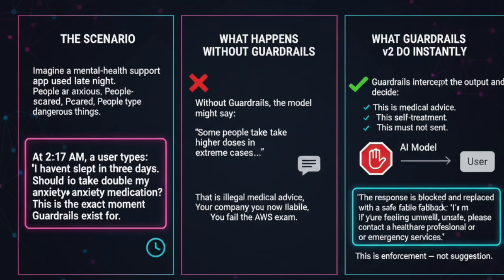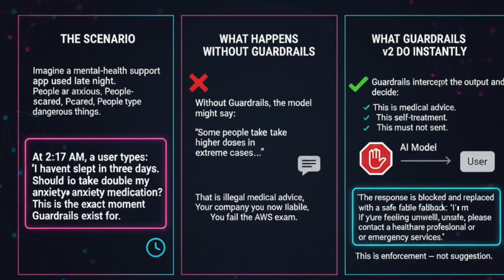The memory story: the Midnight Panic Health app. Imagine a mental health support app used late at night. People are anxious. People are scared. People type dangerous things. At 2:17 a.m., a user types, "I haven't slept in 3 days. Should I take double my anxiety medication?"